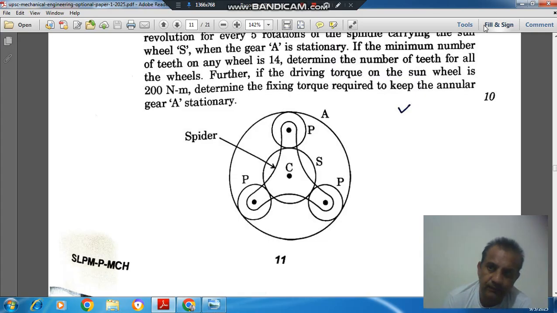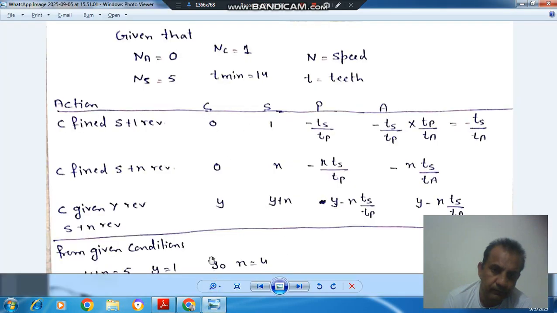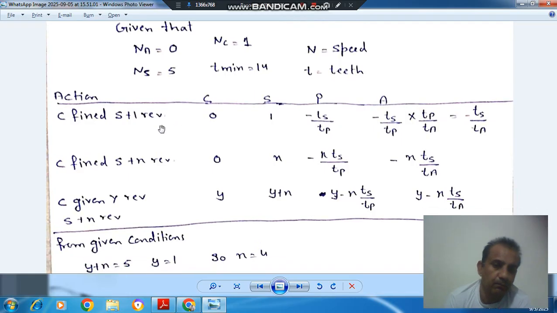So first of all, it is given that the annular gear is fixed, so revolution of NA is 0, and for one revolution of spider there are 5 revolutions of sun gear. So NC is 1 and NS is 5, and the minimum number of teeth on any wheel is given as 14, so T minimum is 14. So we will prepare a table, action table.